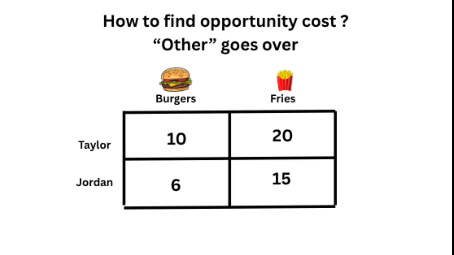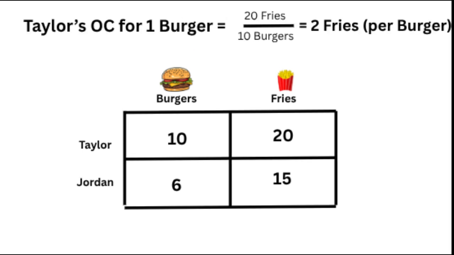So to find Taylor's cost of making one burger, we take her 20 fries, which is the other, and we put it over the 10 burgers that she makes. So her opportunity cost is 2 fries per unit. 2 fries per burger is what she's missing out on every time she makes one burger.